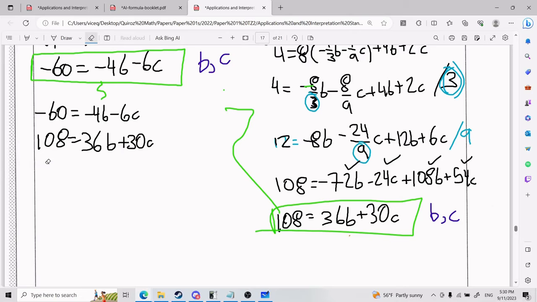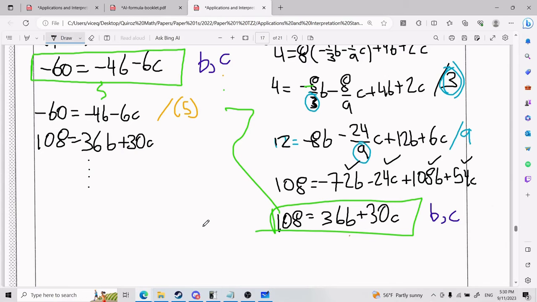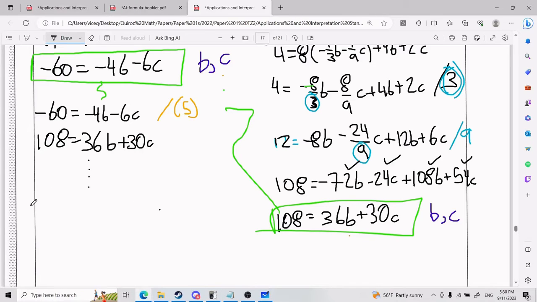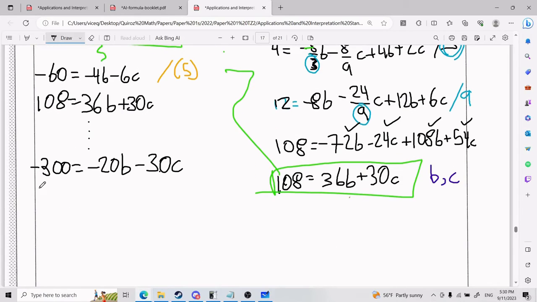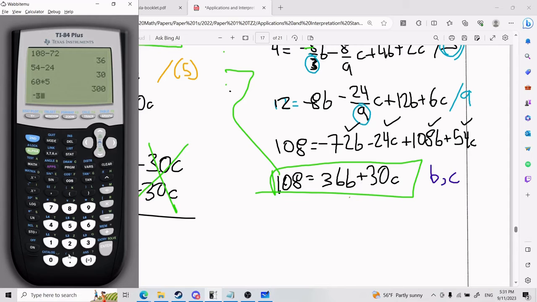But if I change the one up top by multiplying by 5, okay, so I multiply everything by 5, you're going to see that I end up with, well, negative 60 times 5 gives you, I'm pretty sure it's 300, but I just really don't want to be wrong. Okay, it's negative 300 equals negative 20b minus 30c. 6 times 5, yes, negative 30. And down below I have 108, the one that didn't change, cierto? 36b plus 30c. And so now if I go ahead and add both, you're going to see that one of these guys gets eliminated. Negative 30c plus 30c, it's going to be 0. See? So what do I end up with? I end up with negative 300. Oops, negative 300 plus 108.